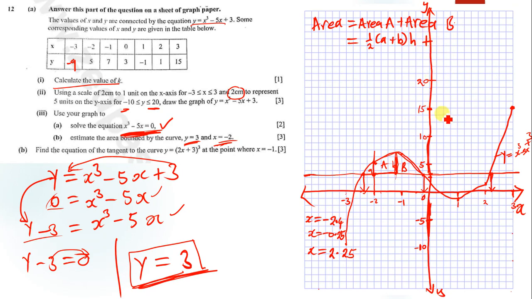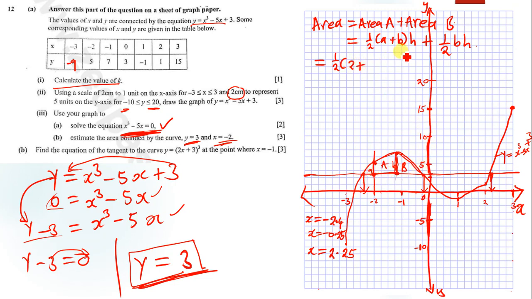And then area B is a triangle. The formula for a triangle is simply half base times height. The base is the distance from there to there, the height is the distance from there to there. So let us now put in the values. We have half, the value of A, the distance from there to there. We said this is 3 to 5, so this distance here is 2. So 5 minus 3, you get 2.